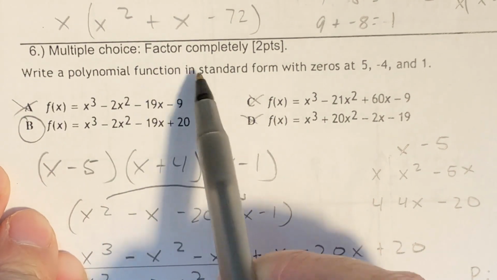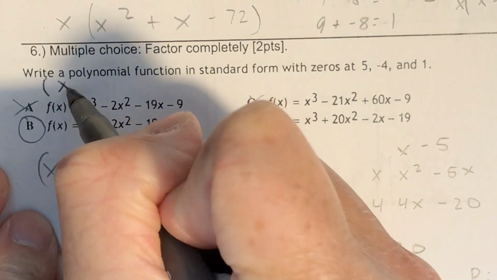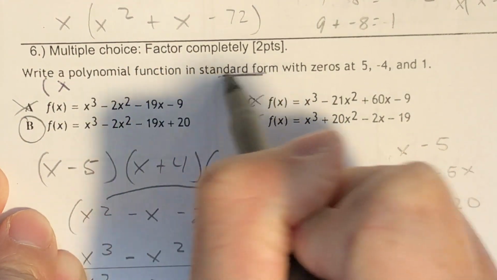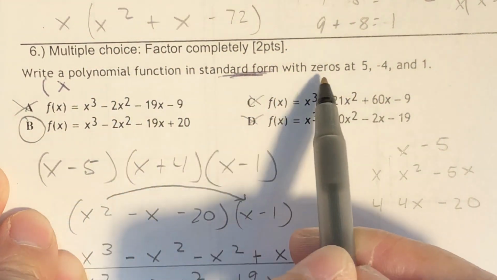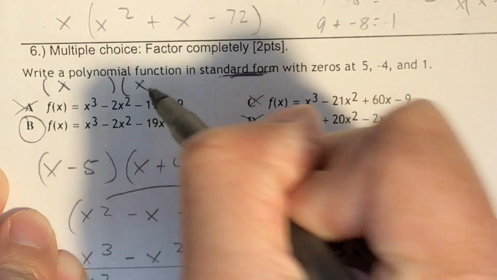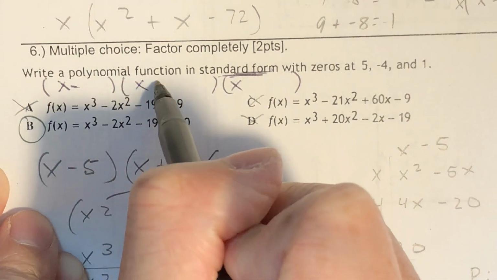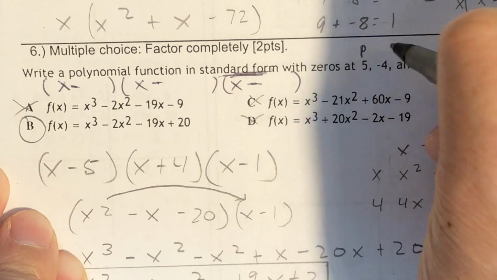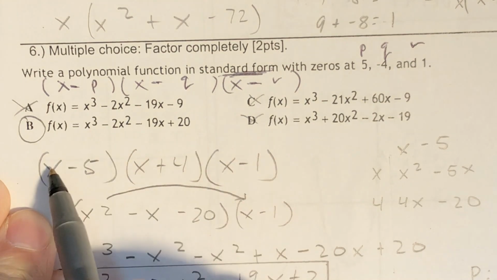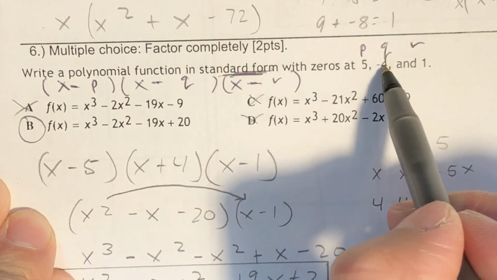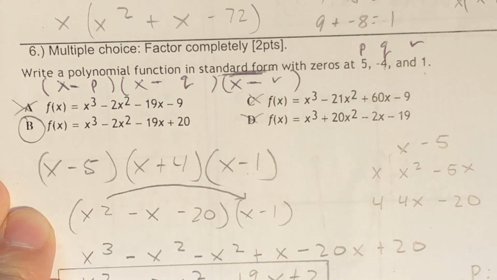Write a polynomial function in standard form with the zeros 5, negative 4, and 1. So standard form is just all of your terms written out, A, B, C, and D. There's no parentheses, essentially. But what they've given you are the zeros, and you can put it in this factored form. The formula is kind of like P, Q, and R. It doesn't really matter, but if P is 5, that's x minus 5 like the student has here. If my Q value is negative 4, the opposite of negative 4 is positive 4, and R is 1, so that would just be x minus 1.